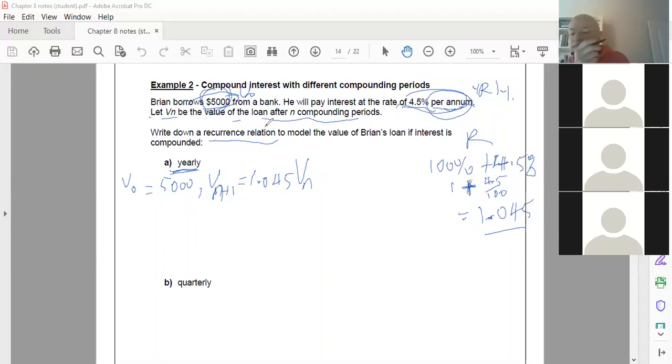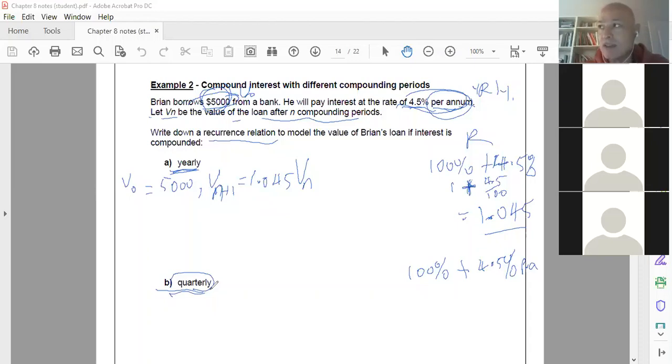Okay. I'm going to try and squash the part B down here. So this one is quarterly. So again, the R is still 100%. He borrows $5,000. He's got to pay the 100% back, plus, now this is 4.5% per year, per annum. That's what it means, per annum. But we want it every quarter.